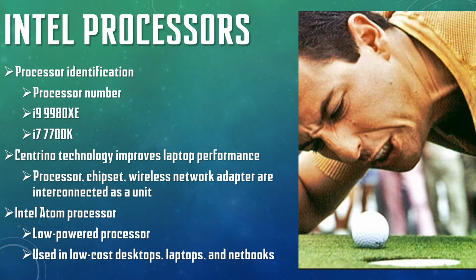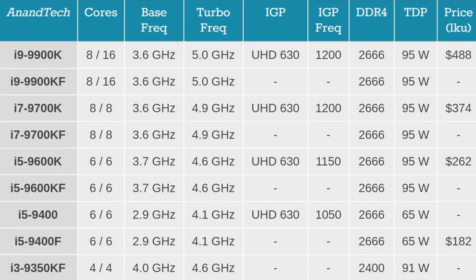Okay, so Centrino technology improves laptop performance. Debatable. It makes it cheaper. Wireless adapters are interconnected. This is obviously a book slide. Atom processors, another type of processor, low power. You're going to find that in netbooks. You're going to find it in tablets. You might find it in your phone. None of this needs to be memorized. This is all things you Google.